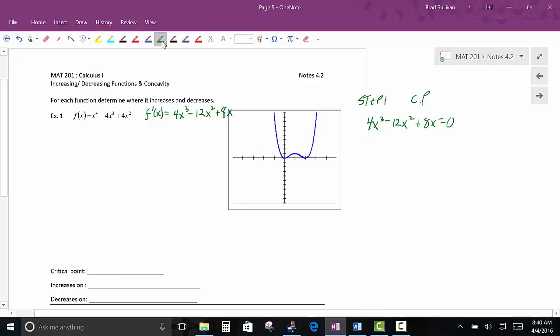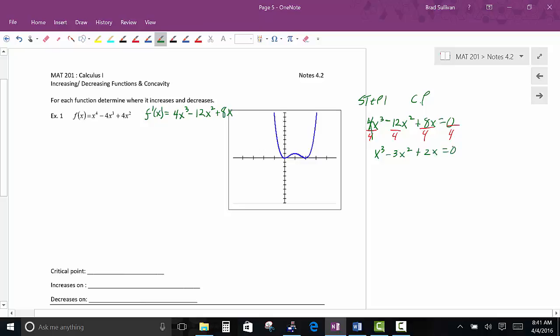Now the thing that I would suggest that you learn how to do is notice you have 4, 12, and 8. What's the biggest factor between 4, 12, and 8? So divide everything by 4. You can also take 4 out as a common factor, but it's just as well to go ahead and divide by it. If you have a constant, you can divide by it. It doesn't change anything. It doesn't change the solution to the equation in any way. So that's just going to give x to the third minus 3x to the second plus 2x equals 0.